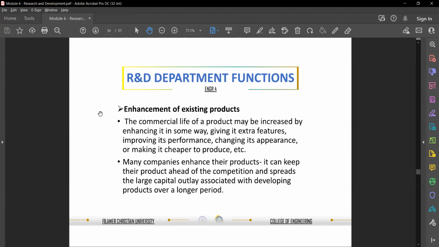So the commercial life of a product may be increased by enhancing it in some way, giving it extra features, improving its performance, changing its appearance, or making it cheaper to produce, and so on. So many companies enhance the products, diba? So it can keep their product ahead of the competition and spreads the large capital outlay associated with developing products over a long period.